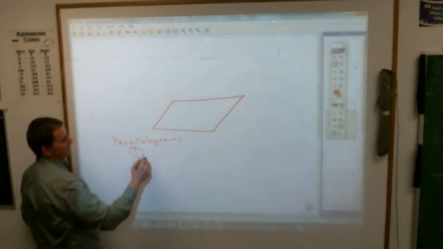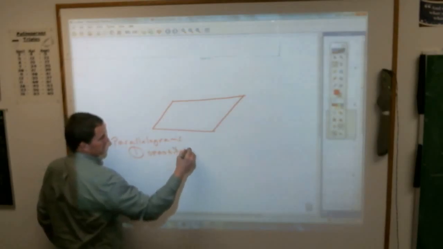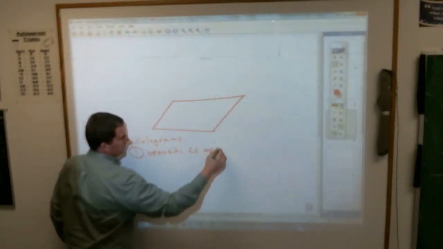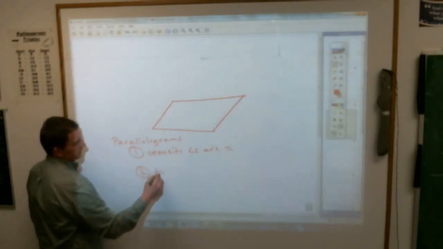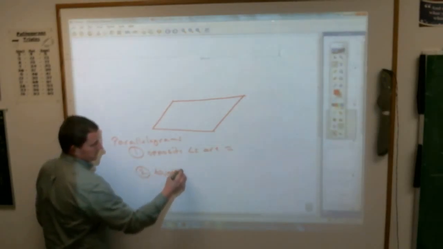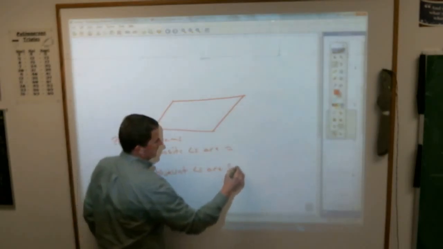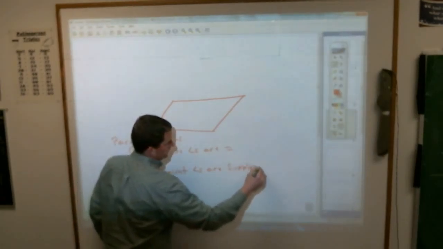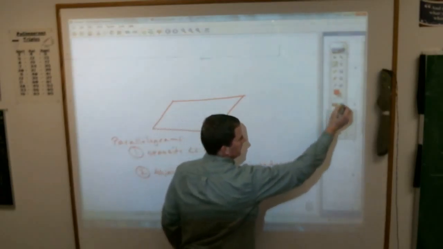Number one, that opposite angles are equal. And number two, adjacent angles are what we call supplementary. You will be so much smarter today than you were yesterday.